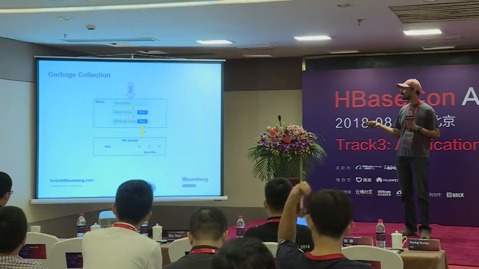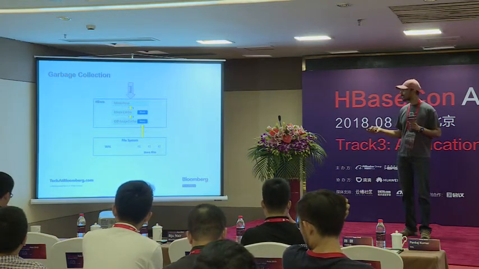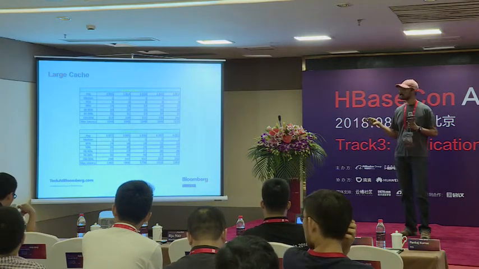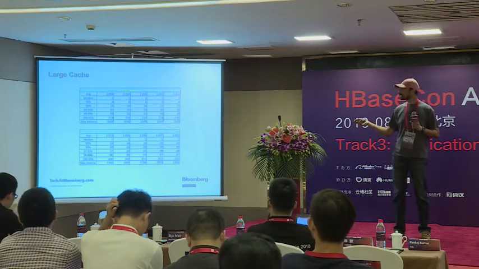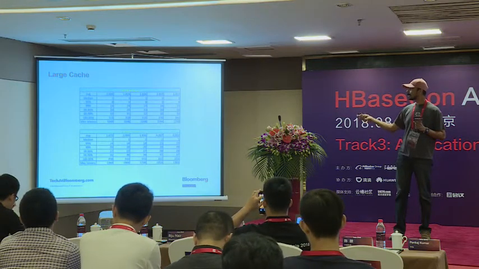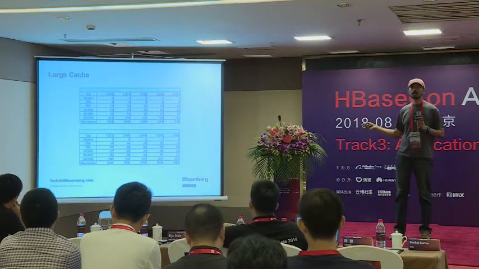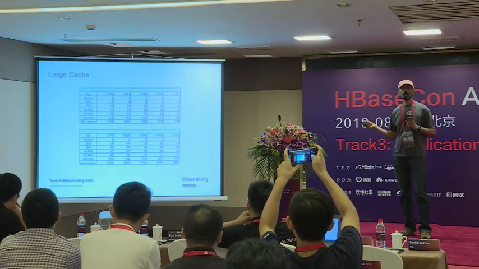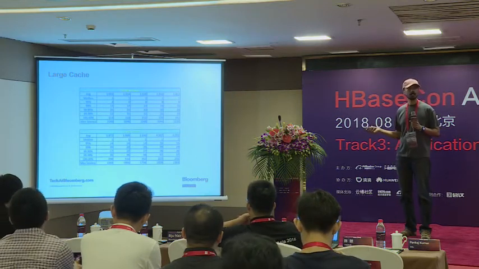But at this time, we can enable the off-heap cache, which is primarily the bucket cache. So here are some numbers. Even if you increase the off-heap cache size from 61 GB to 93 GB, you can see the read performance pretty much stays stable. If you do the same thing with a heap cache, the performance will not be as good as what you see here.